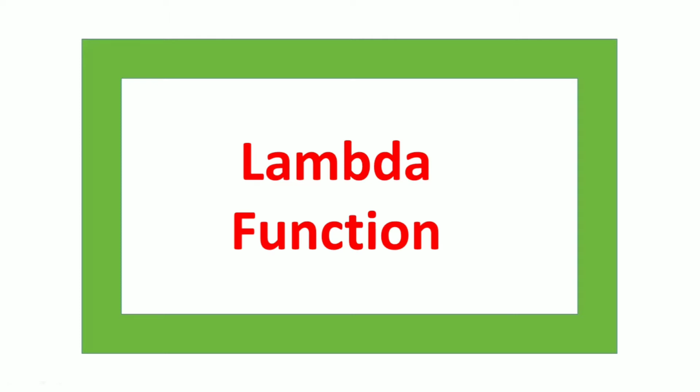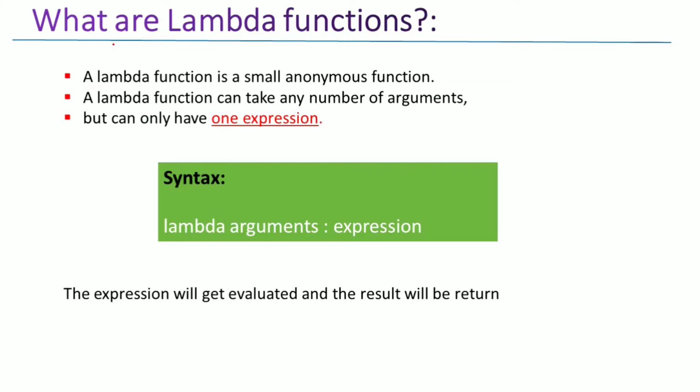So let's quickly start with lambda functions. We'll start with what lambda functions are and what they are used for. Lambda functions are small anonymous functions which do not require any name to define. In a lambda function we can take any number of arguments, but the only condition is that only one expression can be written over those arguments.